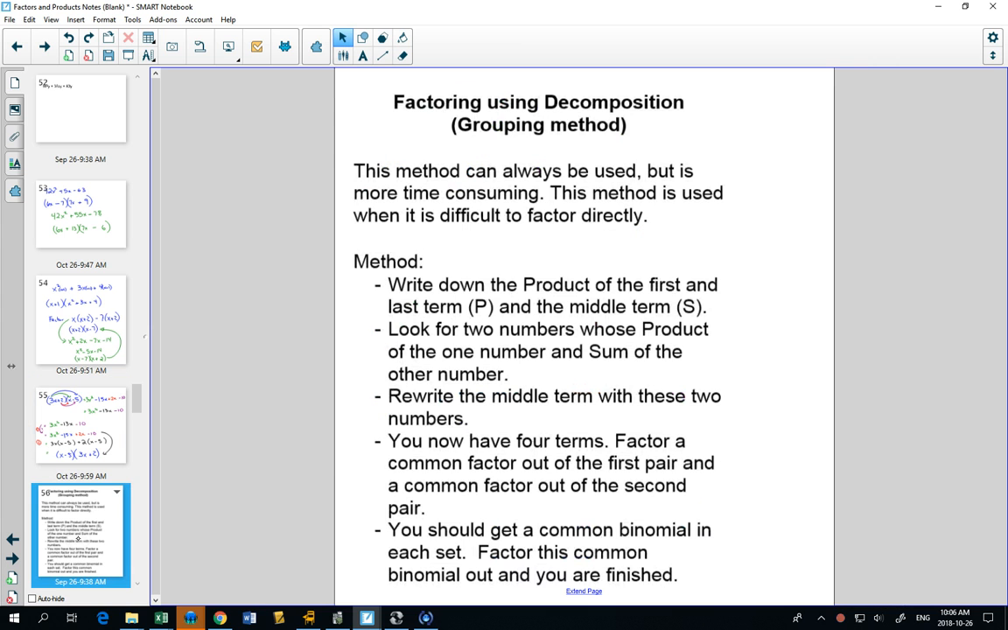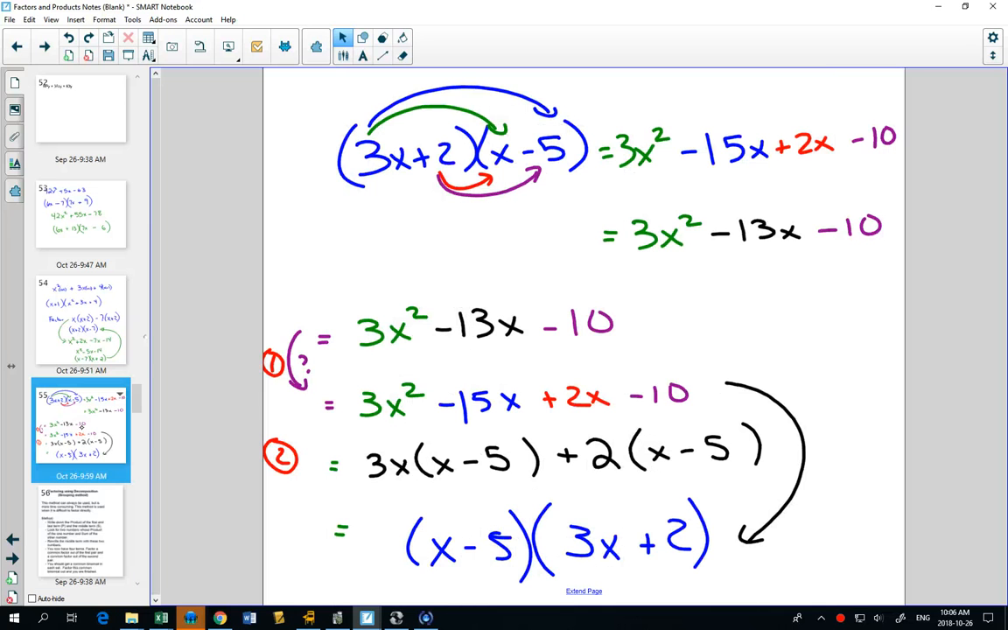So here are all the words describing how we're going to find it. First, write down the product of the first and last term and write down the middle term. So I'm going to go back to our example here. What is the product of my first and last term? 3 times negative 10. My product would be negative 30. Oh, you don't include the variable? Nope. Just the coefficient, the number, and the number. And so we would write product of my first and last one is negative 30. And you write down your middle term, and with your middle term, write down sum.